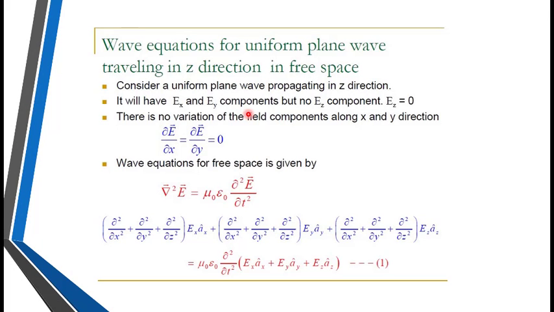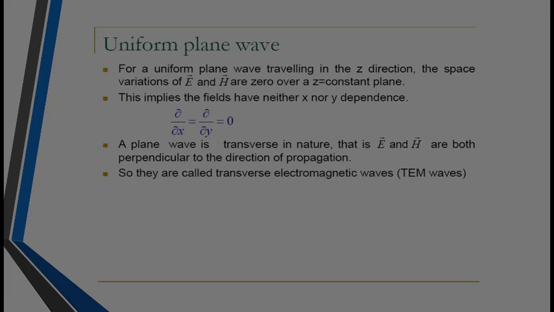Now consider such a uniform plane wave propagating in z direction. So it will have, as I said, Hx, Ex, Ey components but no Ez component. So Ez is equal to 0 as stated at the second line. There is no variation of these field components along x direction and y direction. See in the figure.